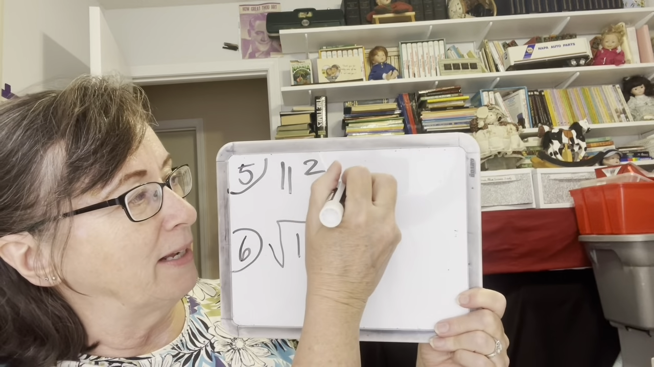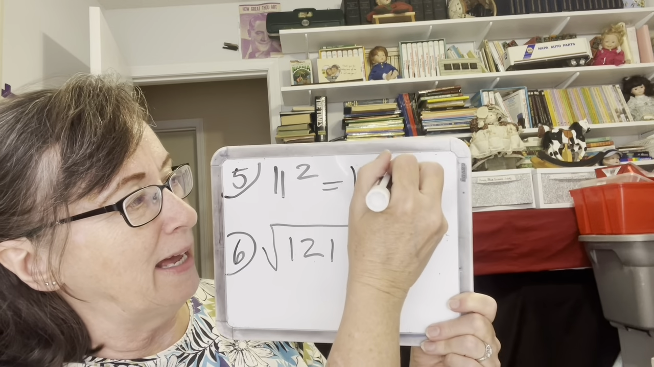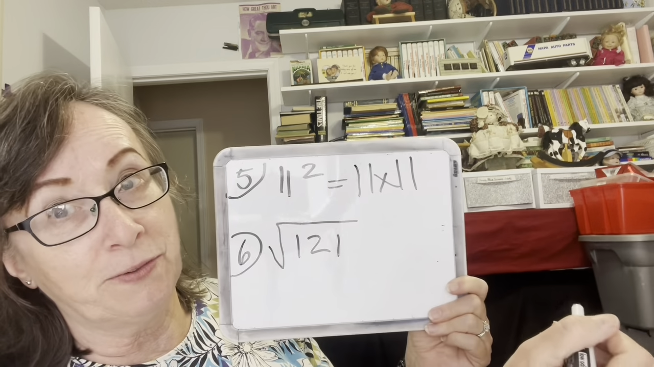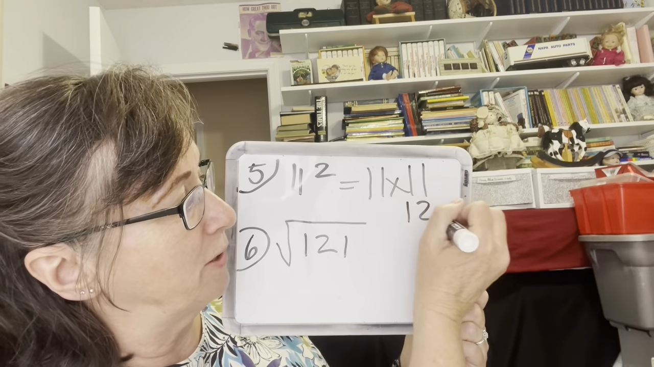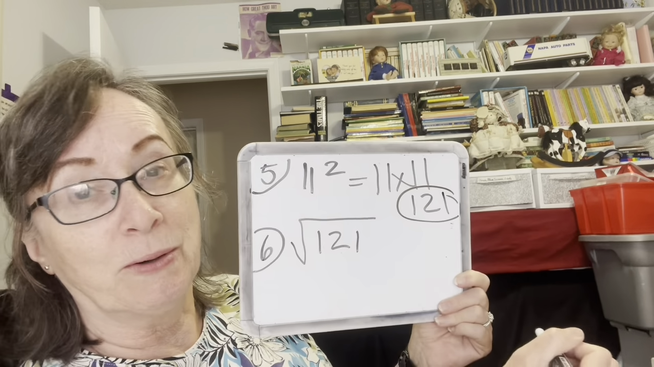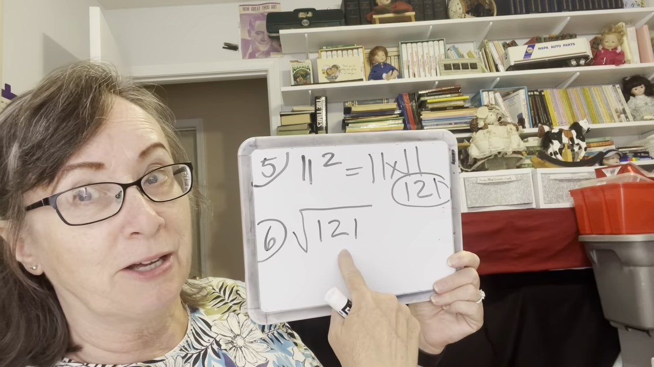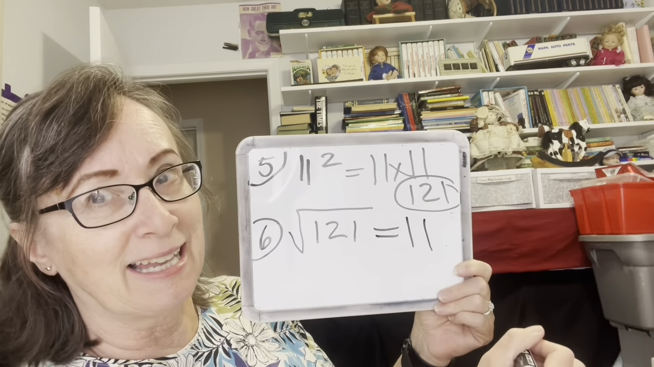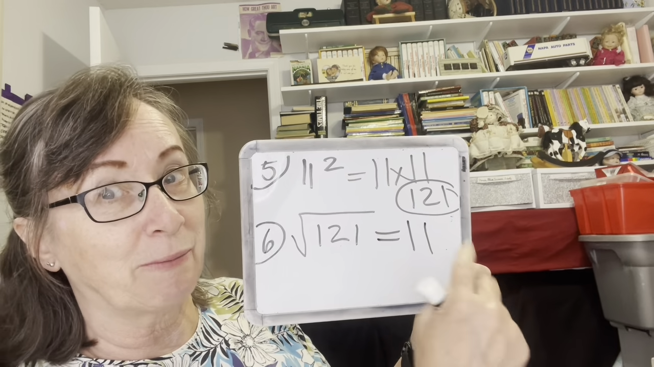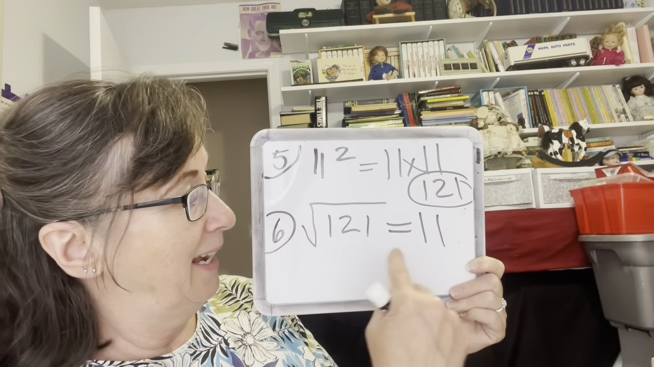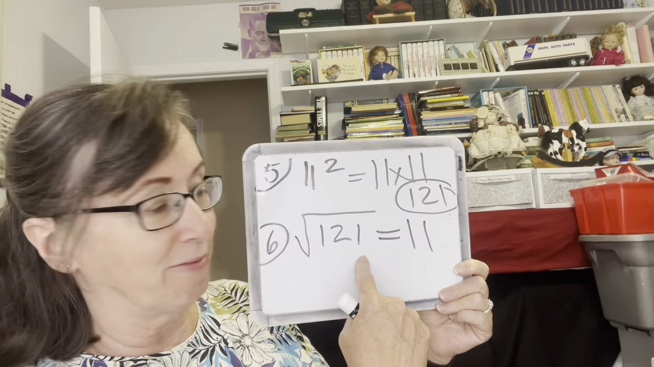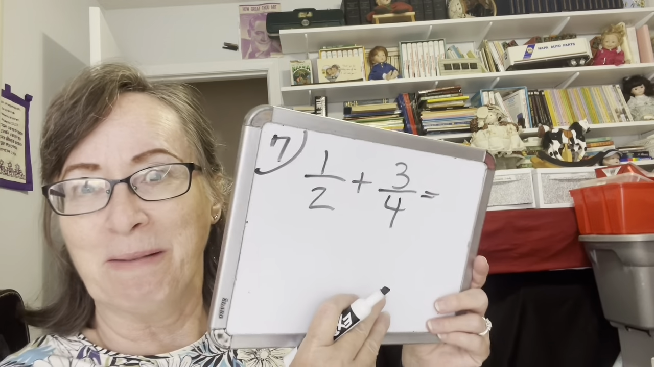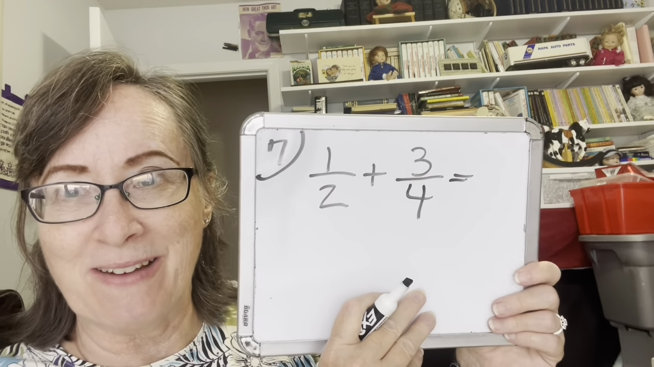11 squared is the same thing as 11 times 11. Hopefully you know your math facts. That's 121. Since they did that one for us, then we know the square root of 121 is 11, because the square root is the number that we would have to square in order to get the number underneath the radicand. Last problem. I'm doing all the way up to number 7 for you.